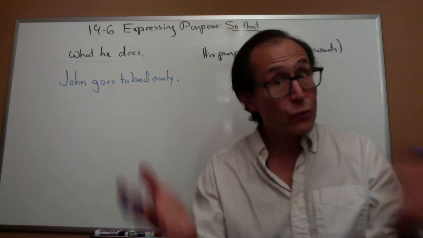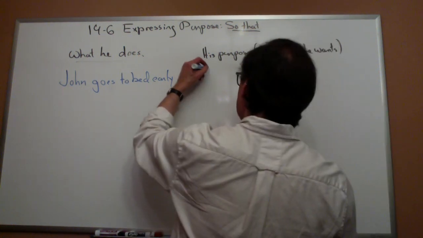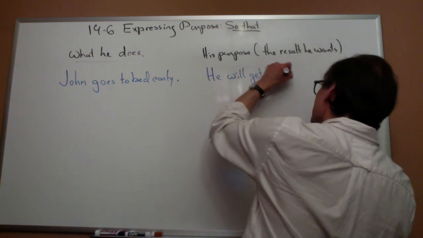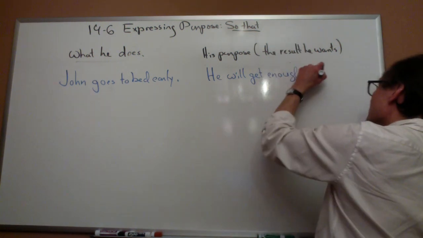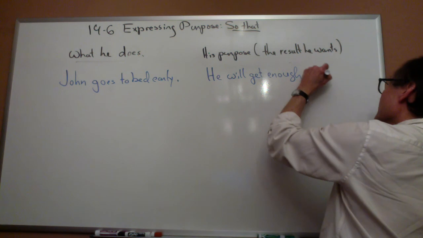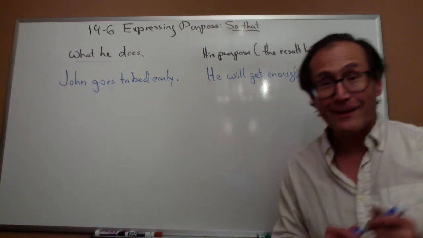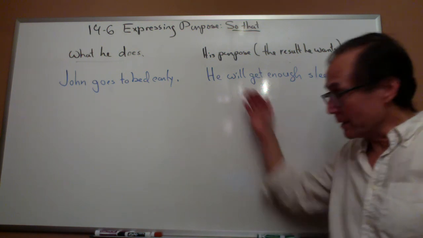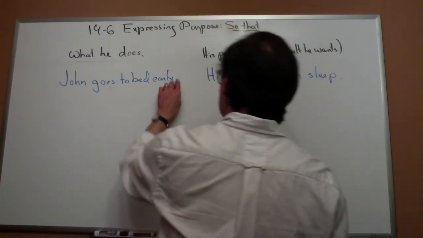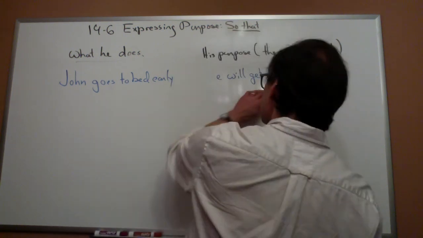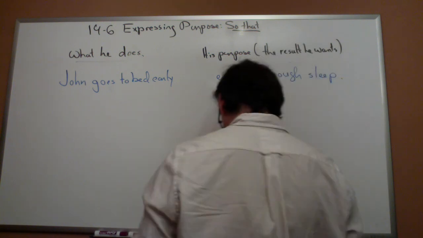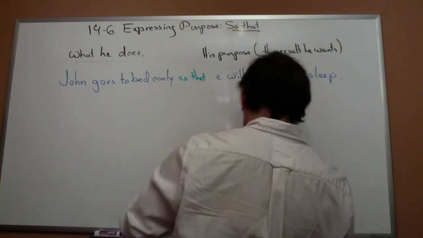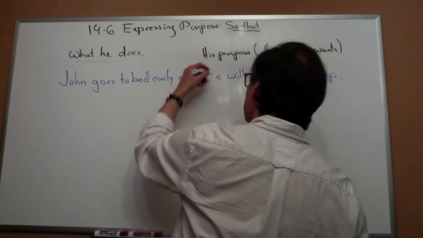So if we want to make that with will, we could say, John goes to bed early, and his purpose is he will get enough sleep. Now, remember we said we can use so that with will. So if I want to show this is what he does and this is his purpose, I can say, John goes to bed early so that he will get enough sleep.